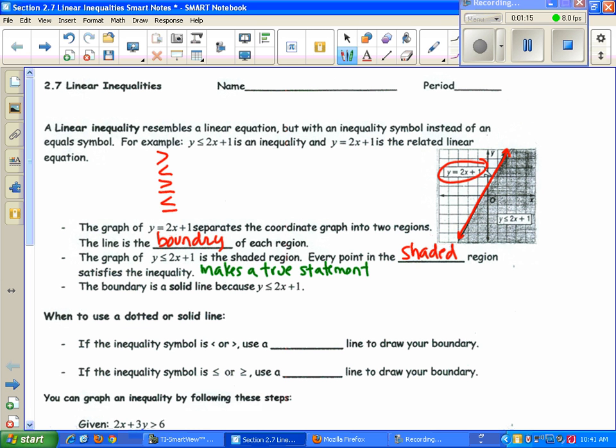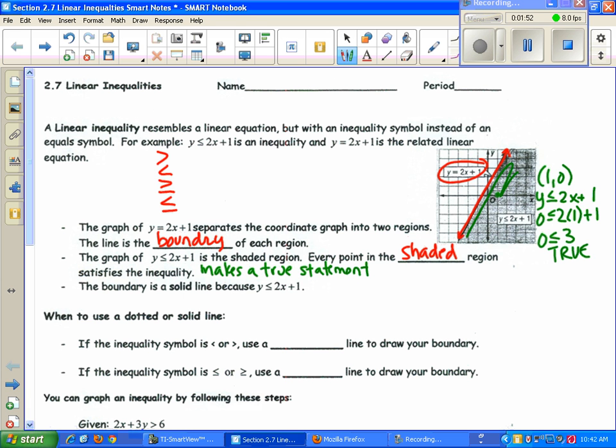So for example, if I were to pick a point in my shaded region, such as the point 1, 0, and plug it into my inequality, y is less than or equal to 2x plus 1, it should make a true statement. So 0, my y-coordinate, is less than or equal to 2 times 1 plus 1. So 0 is less than or equal to 2 plus 1, which gives me 3. Does this make a true statement? Is 0 less than or equal to 3? Yes, so this is true, and that's why it is included in my shaded region.